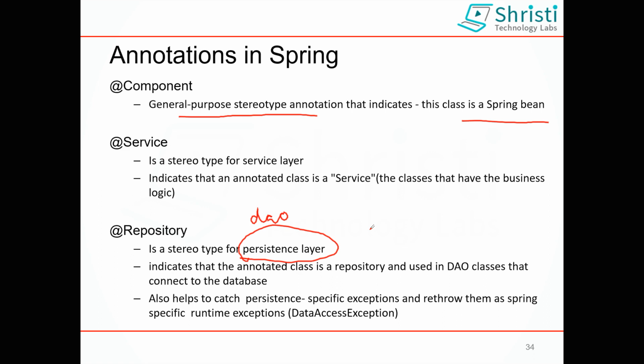This @Repository annotation also has one other operation. It is responsible for catching all the database specific exceptions, that is all the persistence specific exceptions, and rethrowing them as Spring specific runtime exceptions. That is, all these exceptions will be converted into DataAccessException. This DataAccessException is a runtime exception in the Spring framework. Let us see an example for this also.